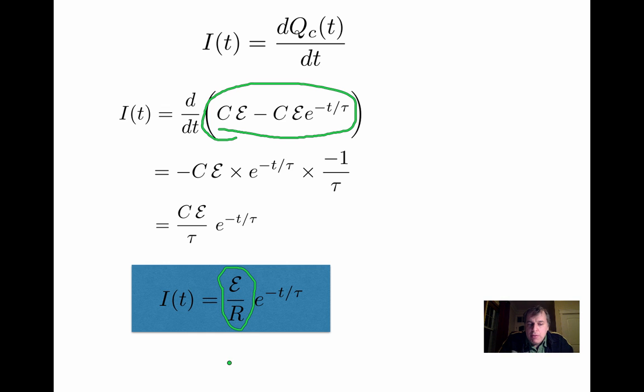You always have that when you have a decreasing exponential. This is a decreasing exponential. The term that is in front of the exponential here is the value at t equals 0, and is the maximum value of that quantity. So E over R is the maximum current that we have.